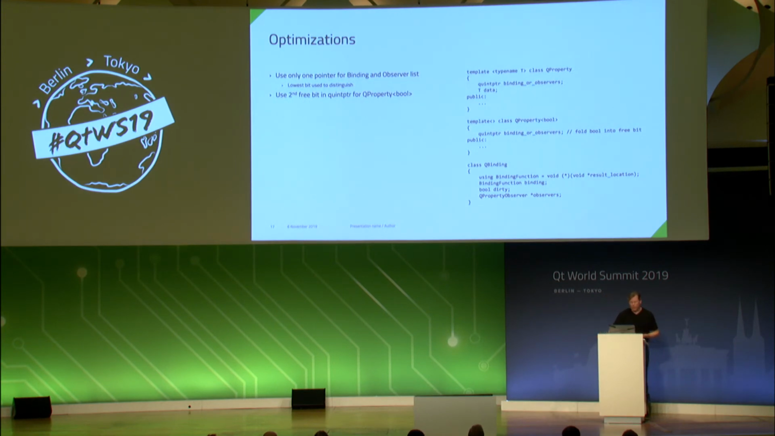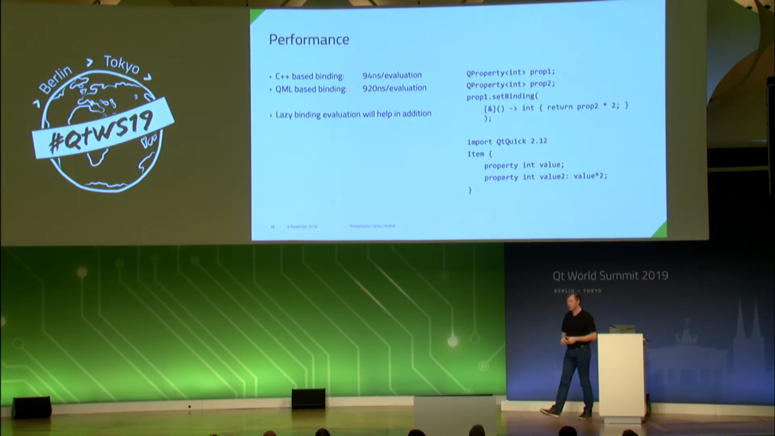And to give you some idea of what that does, I've done a simple evaluation of the performance with the new C++ based bindings and the current QML based bindings. Code is on the right hand side. We just create two bindings, and we set one property to be the double of the other property. In Qt Quick, we also have that same thing, two properties, where value 2 is just the double of the regular value. Evaluating those in a loop and measuring performance shows that the binding is almost 10 times faster. 94 nanoseconds is what I measured on the C++ side. The QML-based binding was 900 nanoseconds per evaluation.